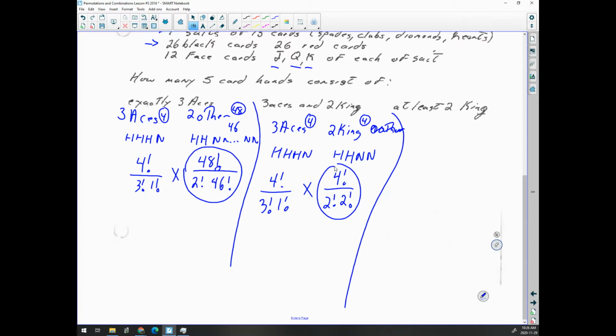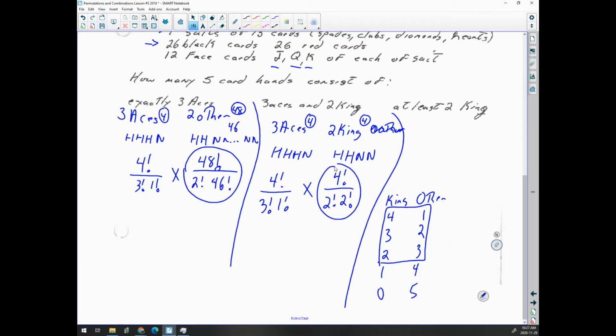At least 2 kings. So again, we have our kings and we have our others. We could have 4 kings and 1 other, because it's a 5-card hand. 3 kings and 2 others. 2 kings and 3 others. 1 king, 4 others, and 0 kings, 5 others. So the at least 2 kings is this one. Now, what do I do? Well, I have 3 calculations here, versus 2 on the other side.